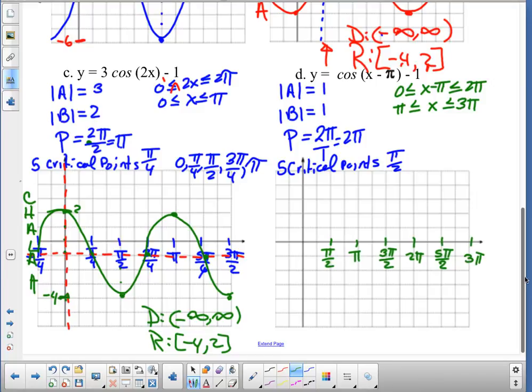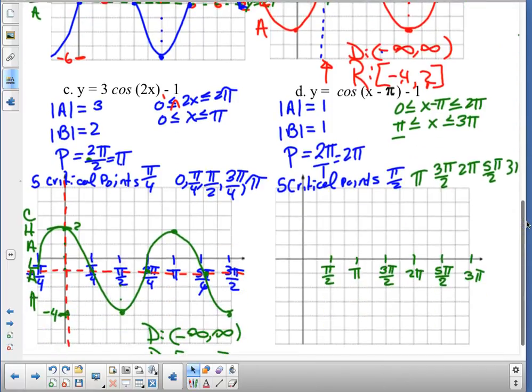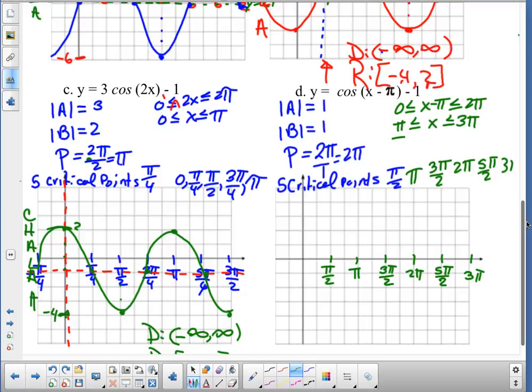So you've got to keep in mind, those are my critical points as I'm going on here, because I've got a shift that starts at pi, and so I've got my pi, 3 pi over 2, 2 pi, 5 pi over 2, and 3 pi. Okay, so now I've got my 5 points, 1, 2, 3, 4, 5. Those are my 5 critical points.